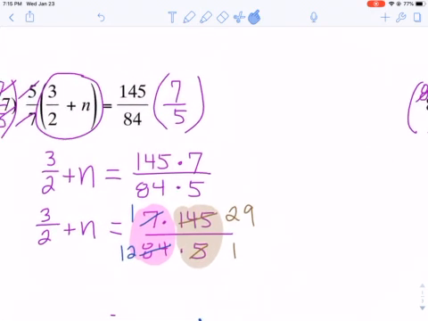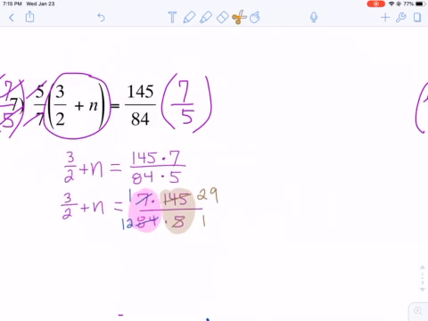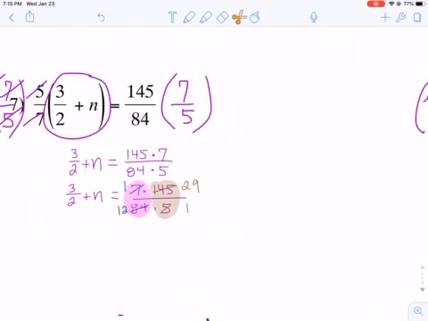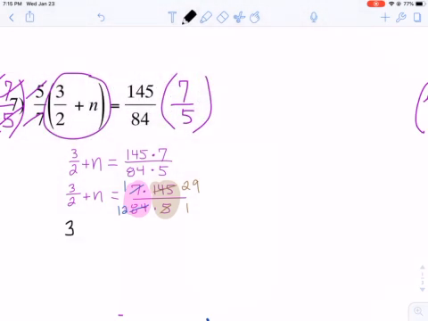So now, I've got an easier problem ahead of me. I'm going to rewrite everything I have. It's always good to rewrite your stuff. Don't try to do stuff in your head. I get 3/2 + n equals 1 times 29 gives me 29. 12 times 1 gives me 12.